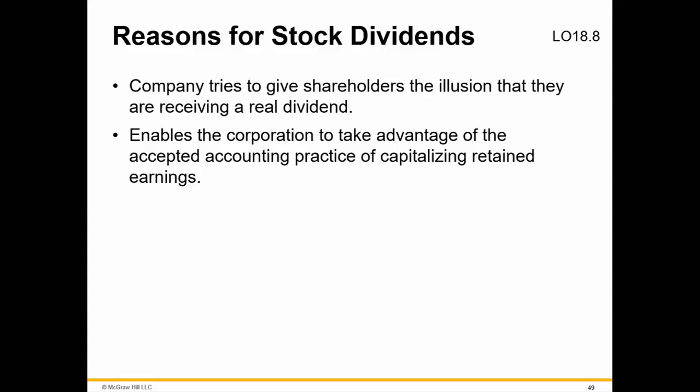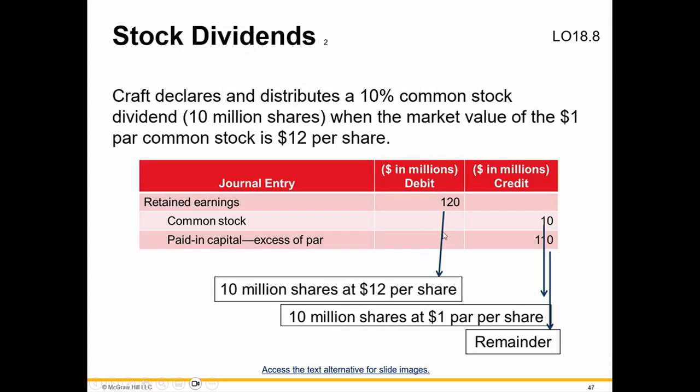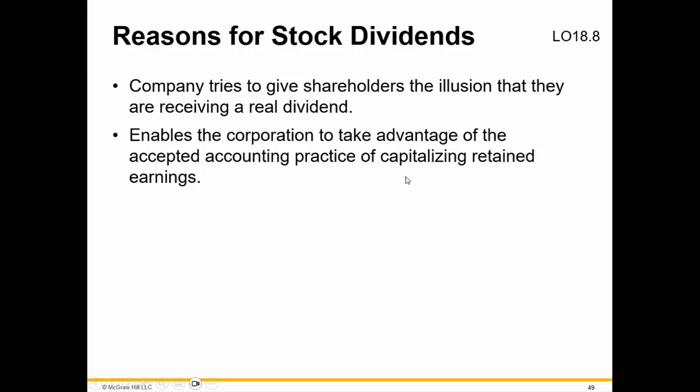Some reasons for stock dividends. Companies try to give shareholders the illusion that they are actually receiving something like a dividend, and it does enable the corporation to take advantage of the accepted accounting practice of capitalizing retained earnings. Capitalizing retained earnings, in this case, I know we talk about capitalize meaning to record as an asset, but here all it means is that we're reclassifying earned capital as invested capital. It makes the company look like they have more investment money than they actually do. That's what they mean by capitalizing.